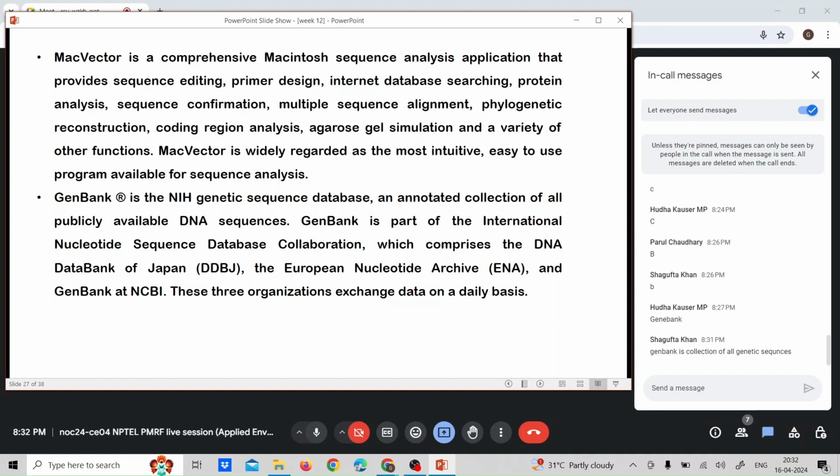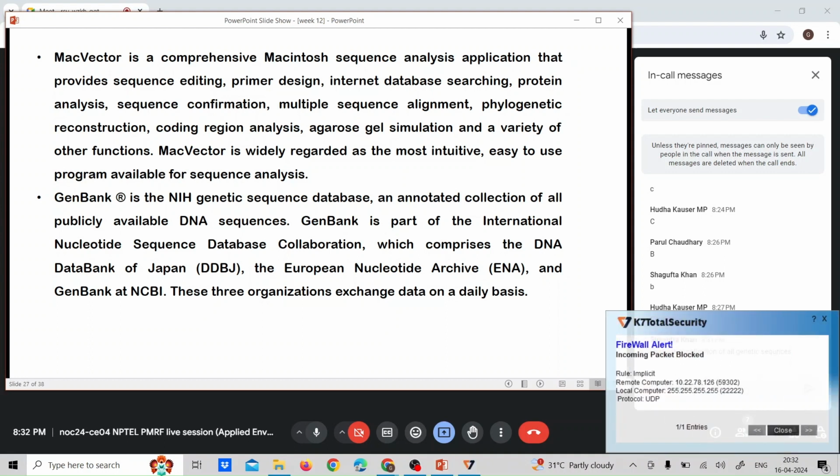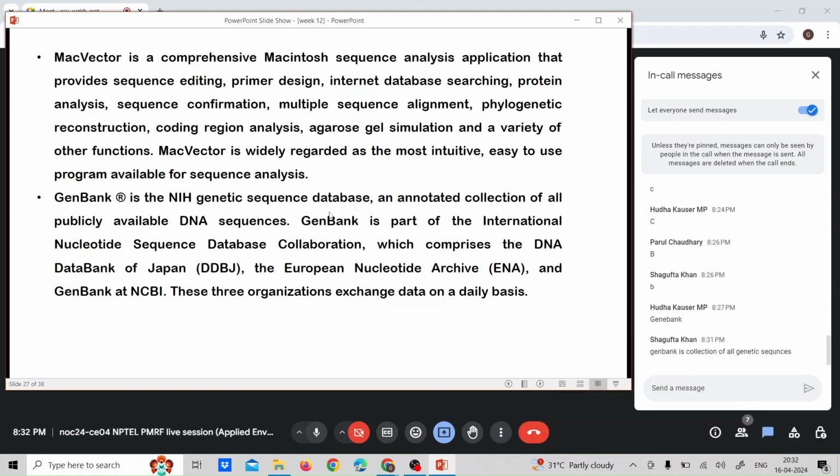One thing to note here is that DDBJ and ENA are also other databases, and all these three exchange data on a daily basis, so that we don't miss out, whichever database we go for our search. QIIME we have already discussed, and there is nothing called Adobe gene. So that's about the previous question.